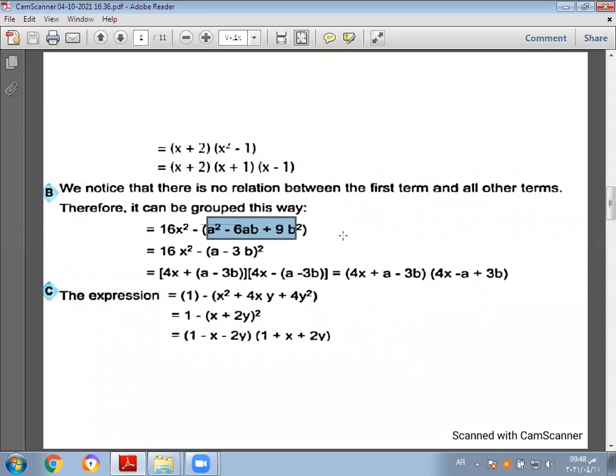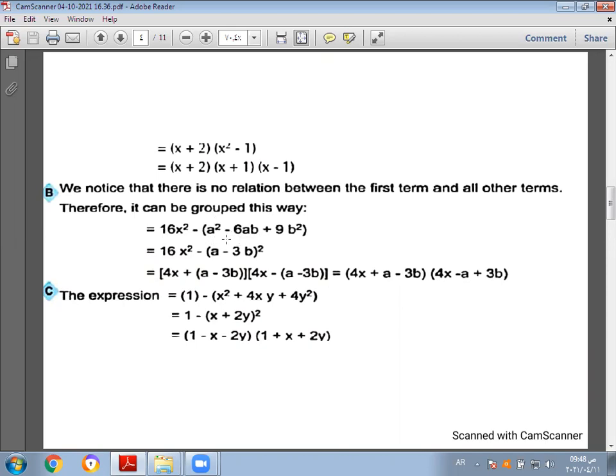Do you know perfect square? For a perfect square, the first term and the third term must be perfect squares. It means 9 has a square root, b² has a square root, and a² has a square root. So the first and the third are perfect squares, and the middle term will be the root of the first multiplied by the root of the third, times 2.